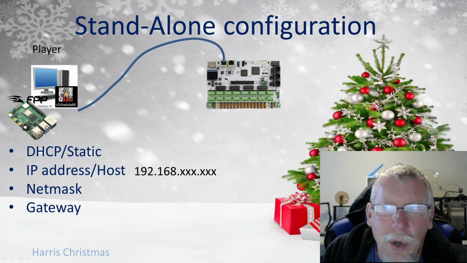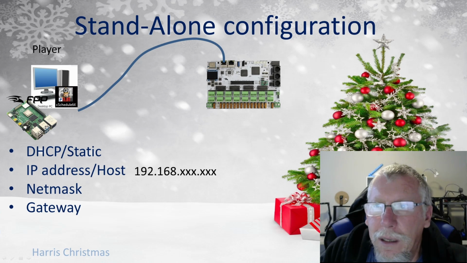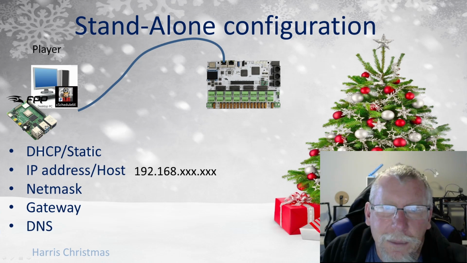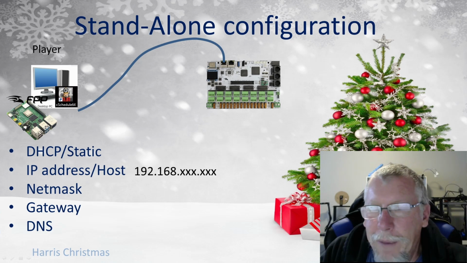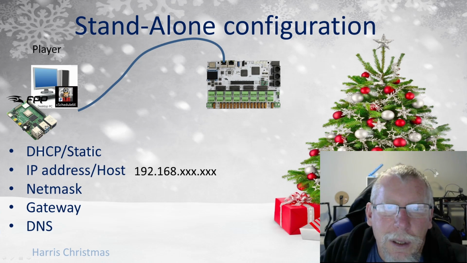Gateway, since there's no other device in the network that you're going to be bridging networks with, it's not going to be used. DNS, in this configuration, there's no access to a device that has a DNS server, so that value isn't really important. So this is how it might look on the device page.